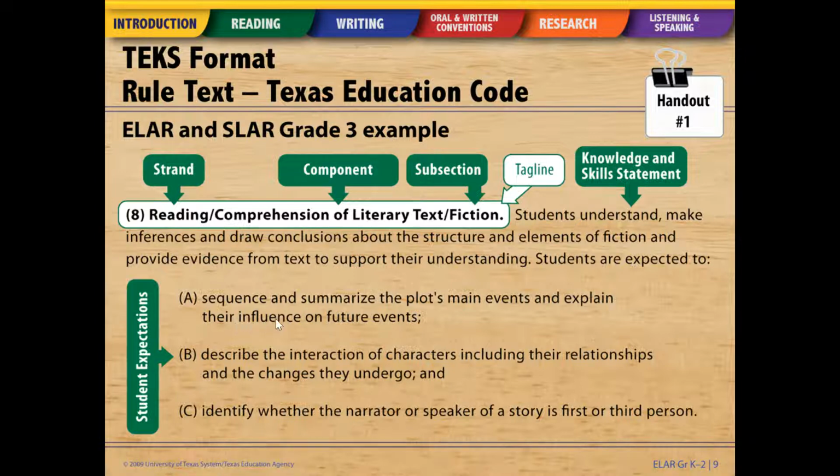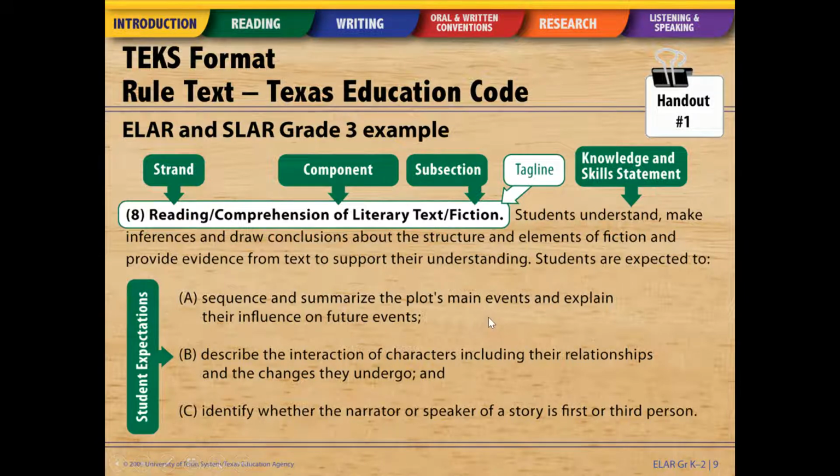they are expected to sequence and summarize the plot's main events and explain their influence on future events, describe the interaction of characters, including their relationships and the changes they undergo, and identify whether the narrator or speaker of this story is first person or third person. These are 3 individual pieces of one TEK, which means there are a whole bunch of things you must teach when it comes to reading, comprehension of literary text, and fiction. And this is just one TEK under that tagline.